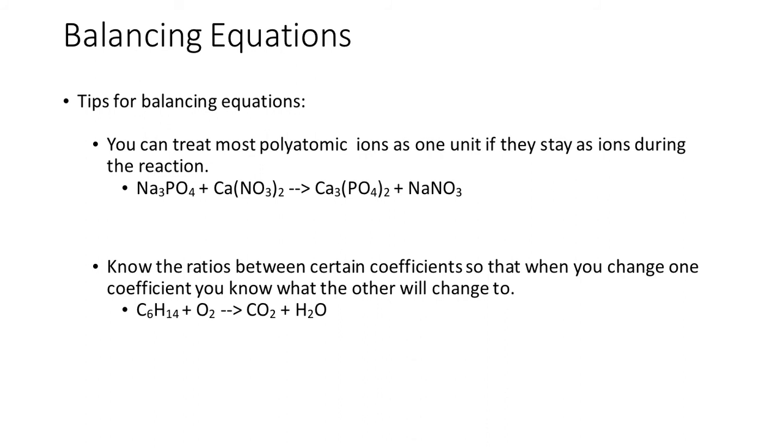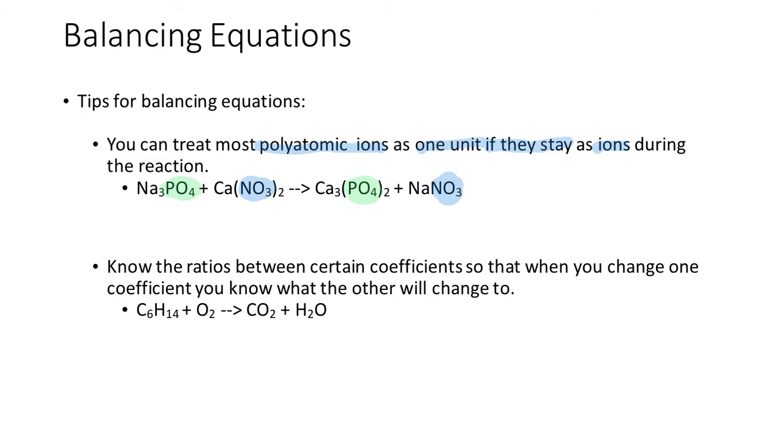Another tip is that you can treat most polyatomic ions, that's ions that are made up of multiple parts, like NO3 and PO4, as if they were one unit, if they stay as ions during the reaction. You can see that this PO4 stayed as PO4, which means that we can treat it as one thing. That NO3 stayed as NO3 there, so we can treat that as one thing.